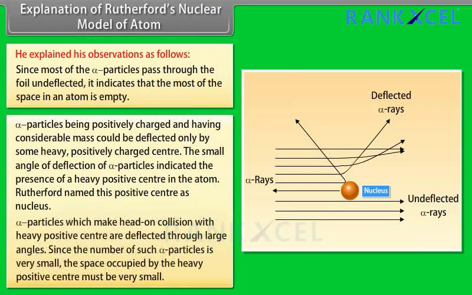Number 3. Alpha particles which make head-on collision with heavy positive center are deflected through large angles. Since the number of such alpha particles is very small, the space occupied by the heavy positive center must be very small.